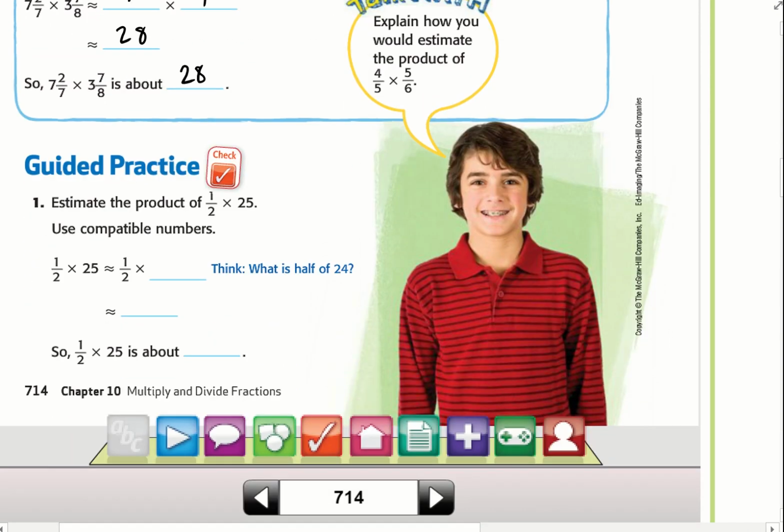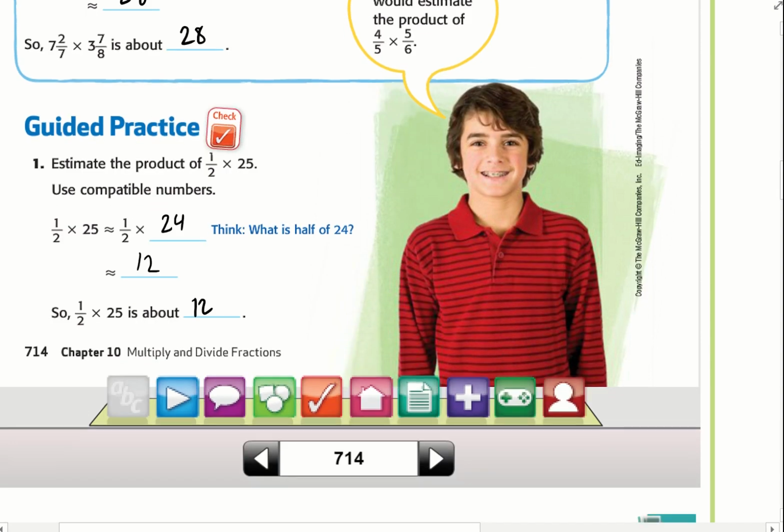Go ahead and try the guided practice. Since we're doing a fraction with a whole number, I have to find a number compatible with my denominator and my whole number. What's compatible with 2 that's close to 25? I chose 24. So half of 24 is 12.